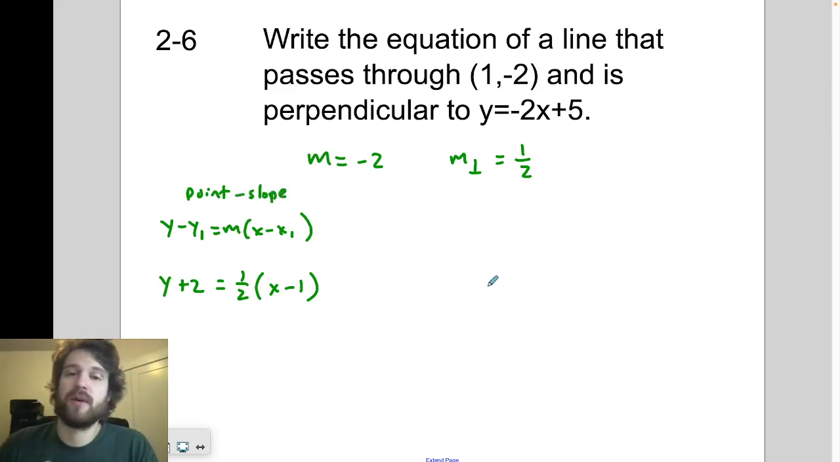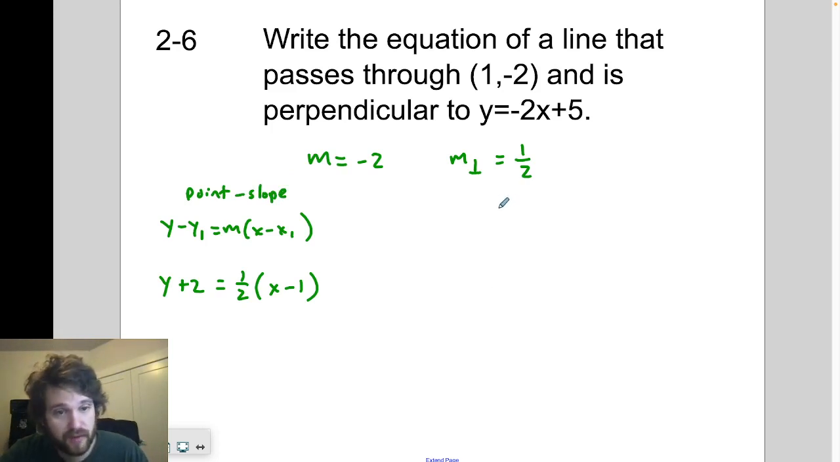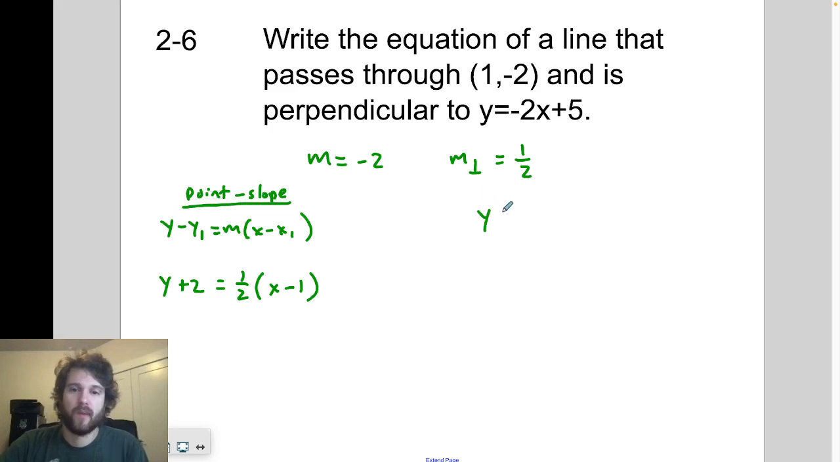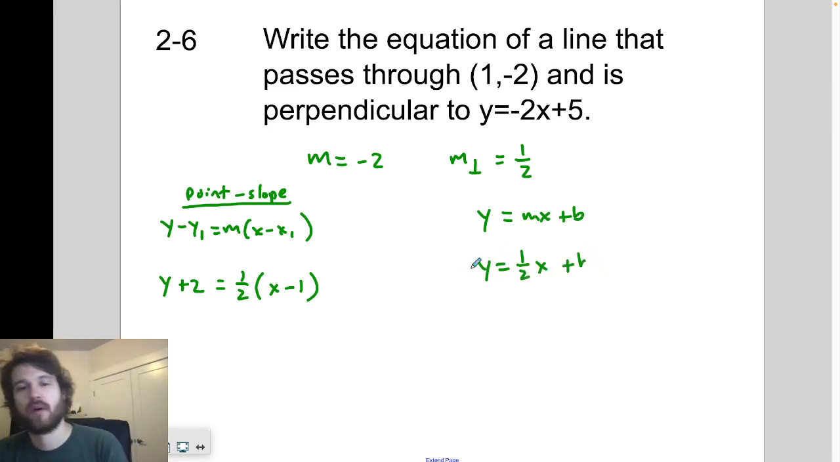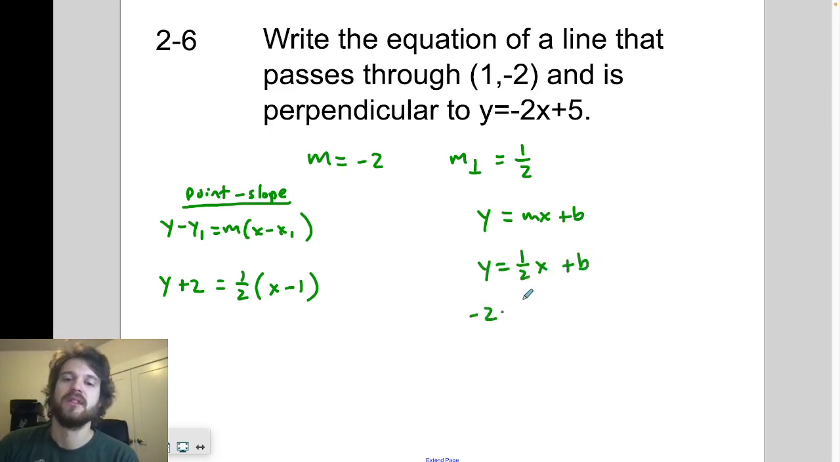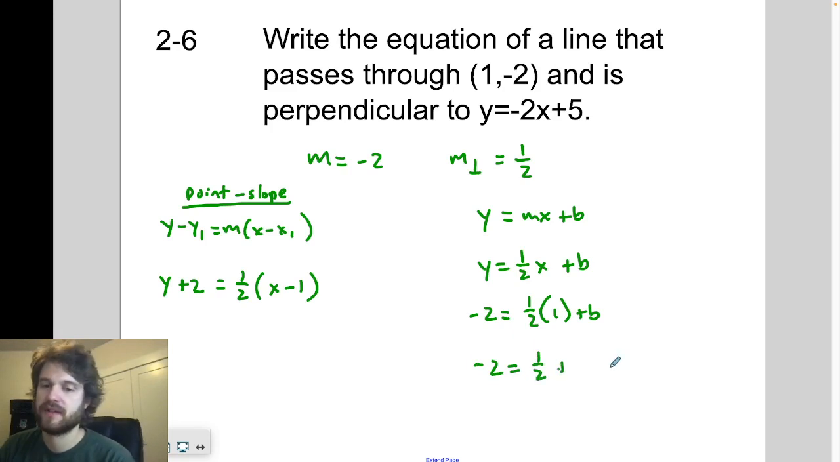But if you prefer slope-intercept, it's a little bit more work to write the equation of the line. We'll do the same thing we did before. y equals mx plus b. Plug in the slope: y equals 1/2 x plus b. Plug in your point. Our y coordinate is -2 equals 1/2 times 1 plus b. It's not too hard. 1/2 times 1 is 1/2. Anything times 1 is itself.